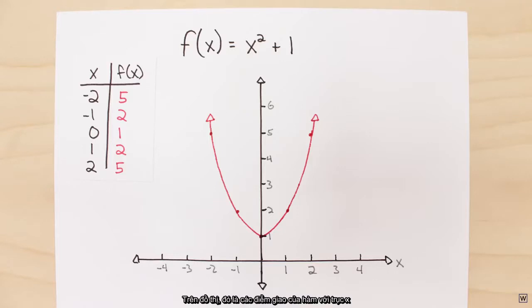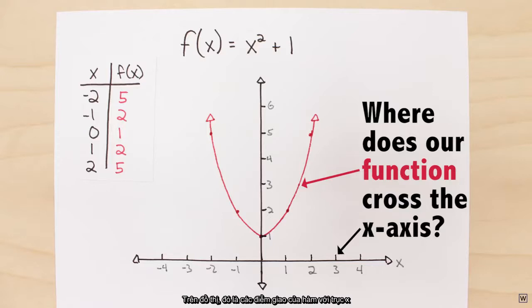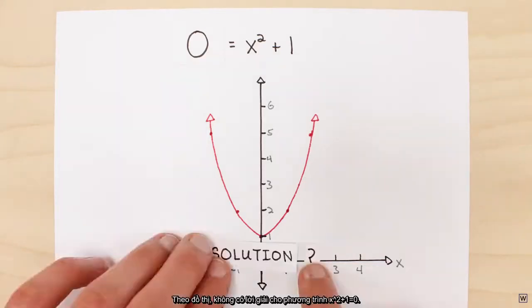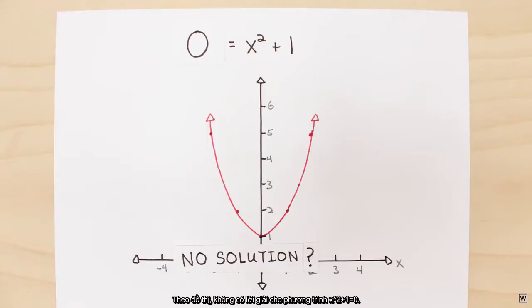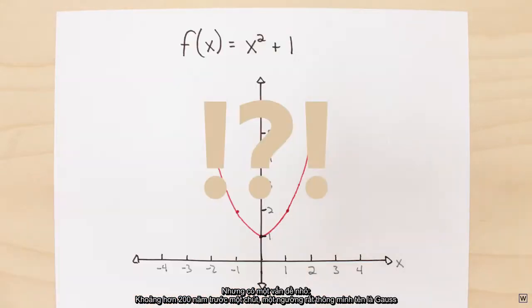On our plot, this should be where the function crosses the x-axis. As we can see, our parabola actually never crosses the x-axis, so according to our plot, there are no solutions to the equation x squared plus 1 is equal to 0. But there's a small problem.